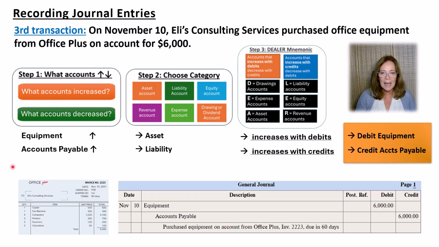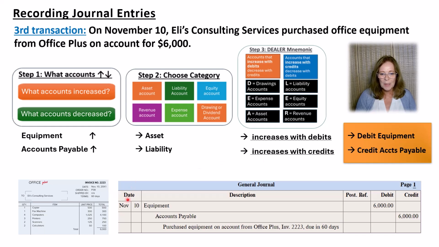When we previously analyzed this business transaction with the help of the accounting equation and the T accounts, we determined that equipment increased. Equipment is an asset, and assets increase with debits, so we need to debit the equipment account. We also said that accounts payable increased. Accounts payable are a liability, and when liabilities increase, they increase with credits. So we credit accounts payable. And we are ready to record the journal entry.